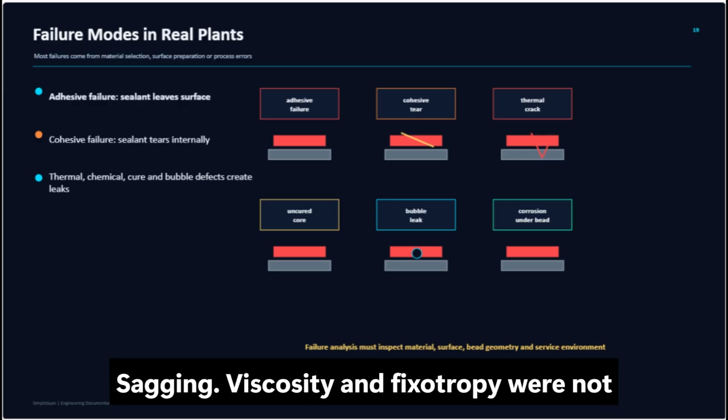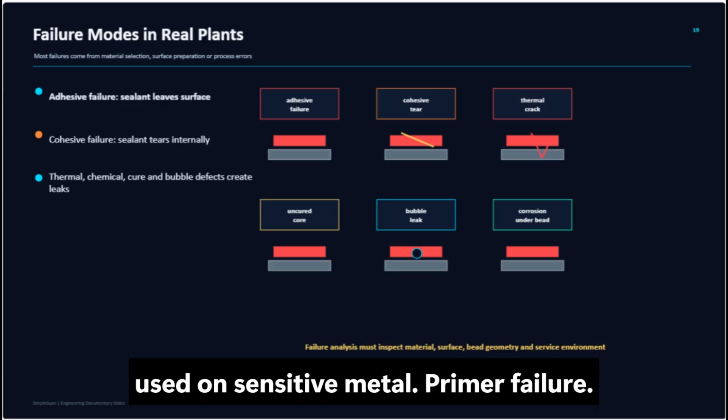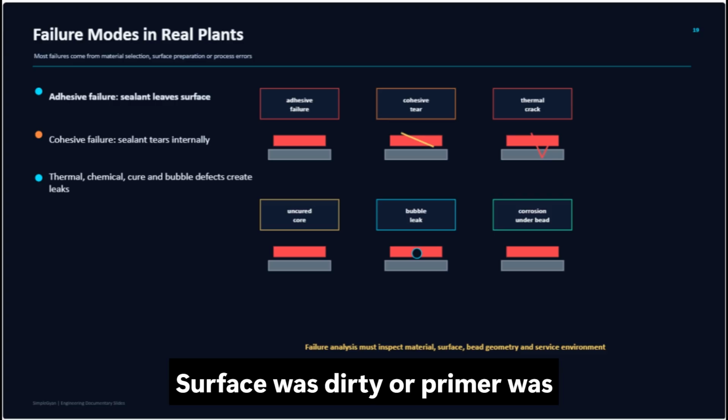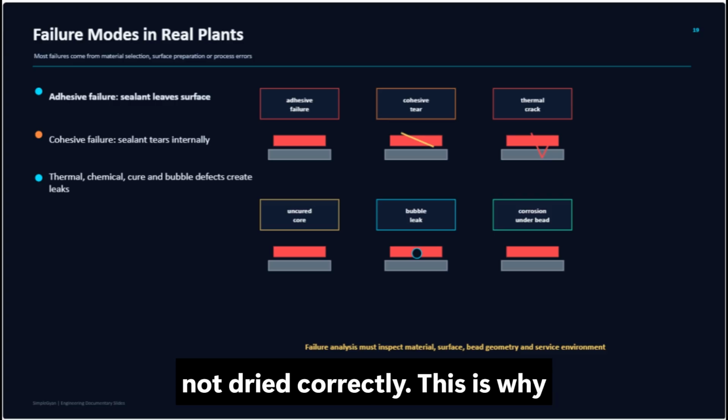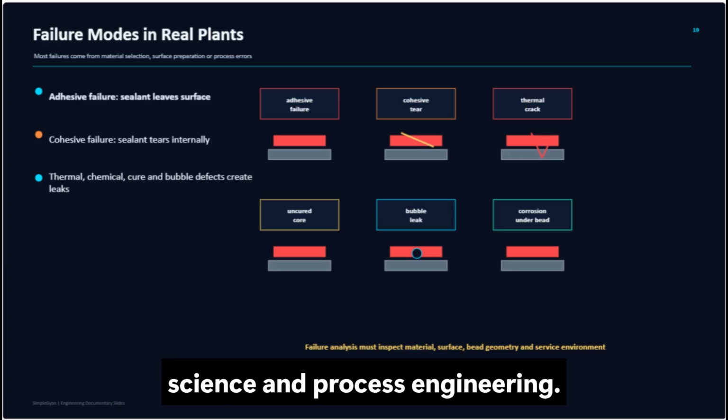Sagging, viscosity and thixotropy were not suitable. Corrosion, wrong cure chemistry used on sensitive metal. Primer failure, surface was dirty or primer was not dried correctly. This is why high-temperature sealing is both material science and process engineering.